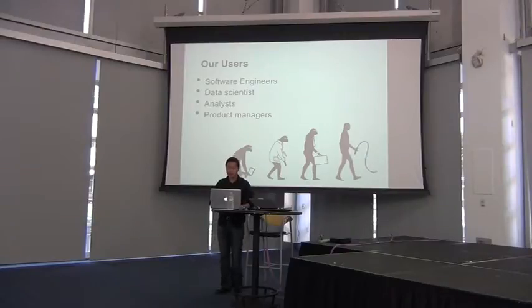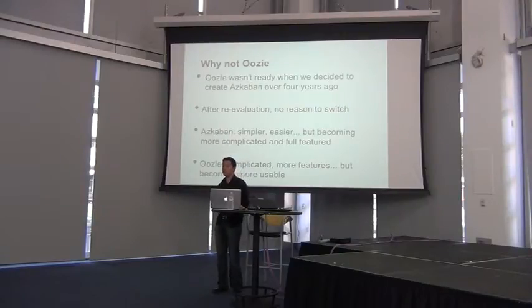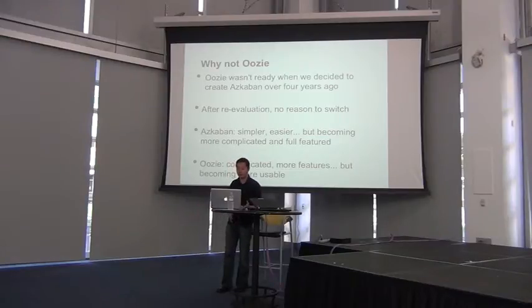So why not Oozie? I keep hearing this all the time. I go to the Hadoop Summit, and that was probably the number one question people would ask us. Why not Oozie? Well, Oozie was not ready for us over 4 years ago. And so we created this in-house, and we kind of kept it secret for a while. Even after a couple of years, we reevaluated, and we realized we liked what we had, so there was no reason to switch over.